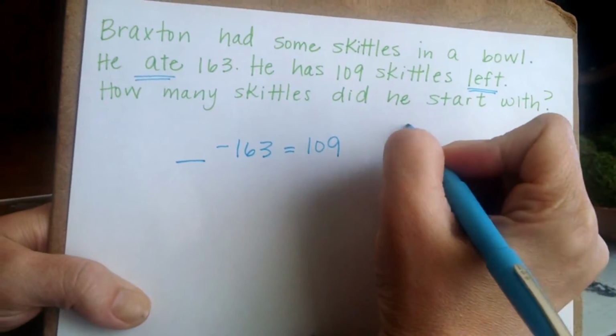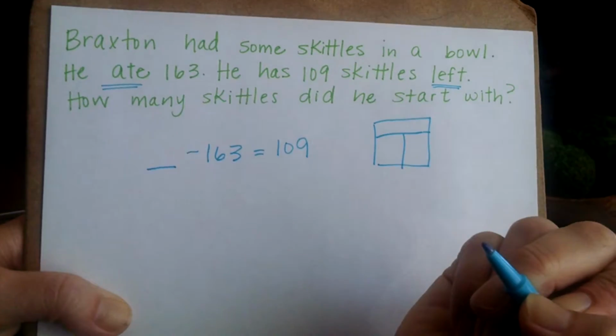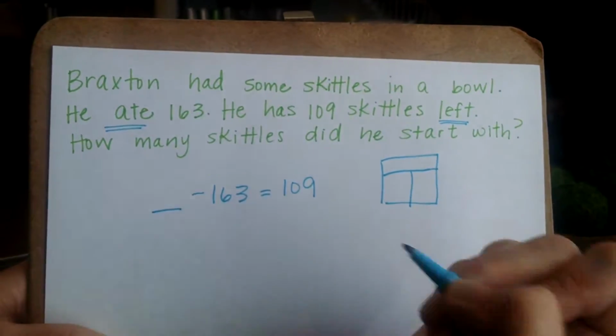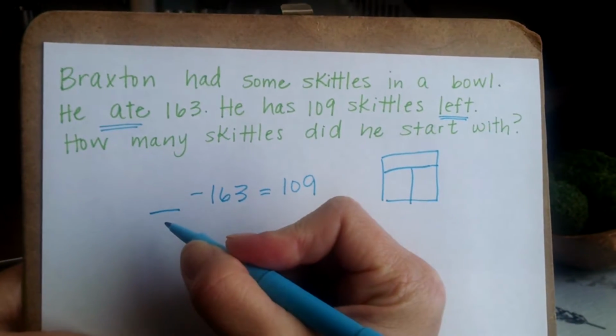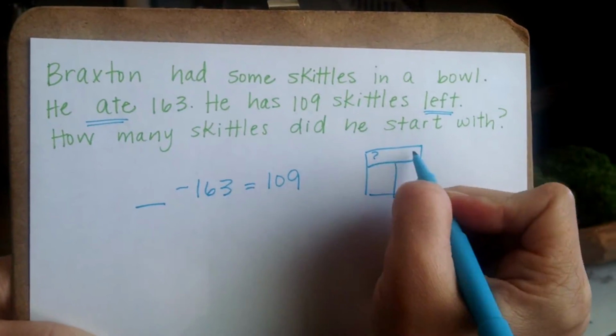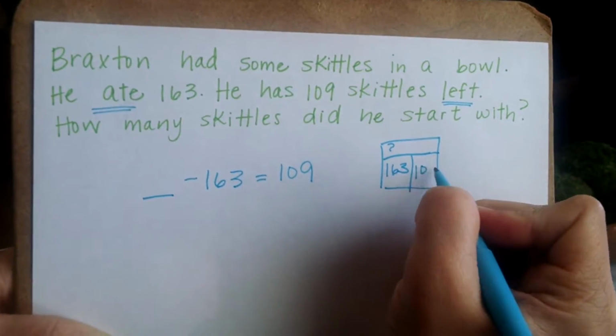So the part-whole box that I show them, just like in the other video where the addition whole number is at the end, in a subtraction sentence, I told them the whole number is always at the beginning. So this is going to be the whole number. I don't know what it is, so I can't put that in there. But I do know the two parts that equal the whole number.